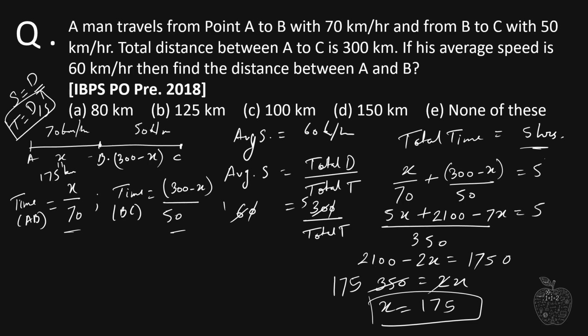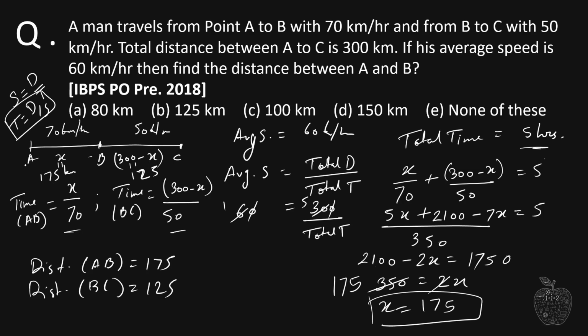And if the question asked us what is the distance between B and C, it would be 300 minus x, which is 300 minus 175, which is 125. So distance AB is 175 and distance BC is 125. Here we are asked distance AB, and it is 175, and none of the options satisfies. So that means option E here is the correct one.